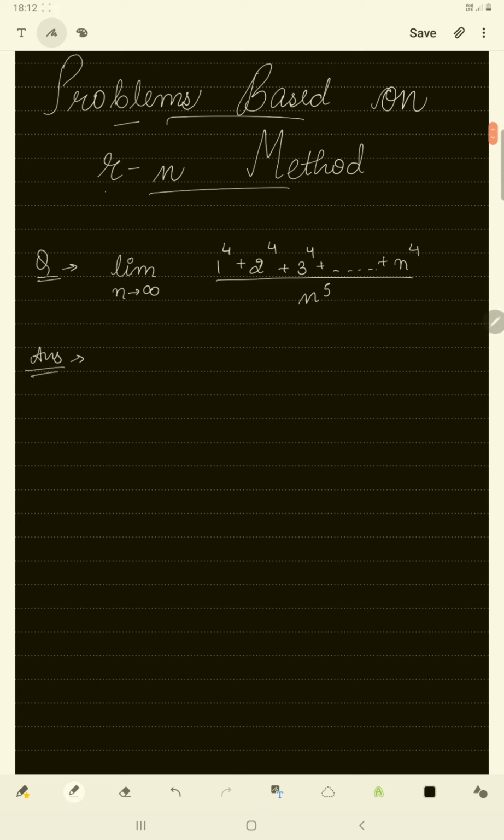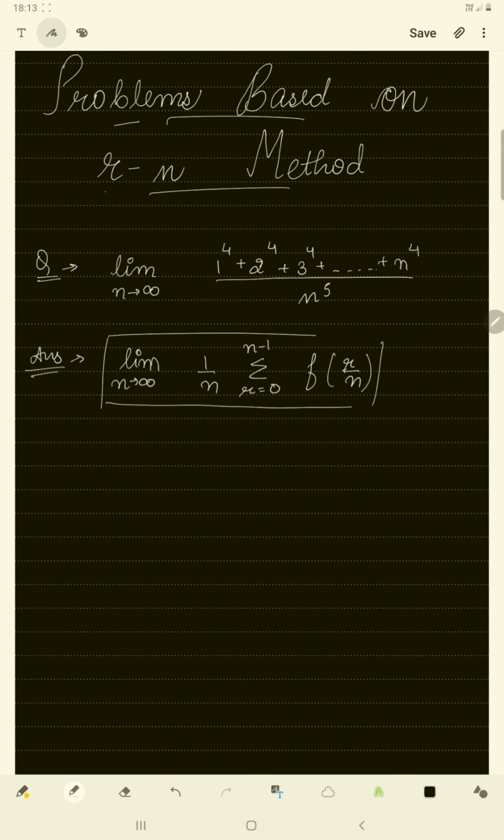So first of all we are going to solve this question. Now to solve this question, the first step is to convert it into the form that we studied in the previous lecture. So this is the limit of the sum for r equal to 0 to n minus 1 of f of r by n. You're just going to convert this question into this form. If you are successful in doing this, then the question is almost done, and we are just going to write that in integration sign and solve it.